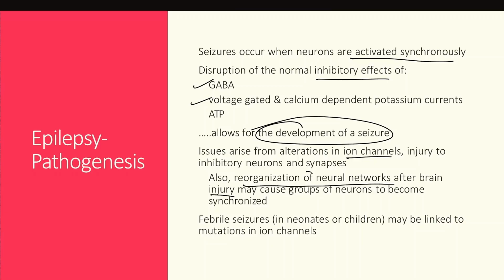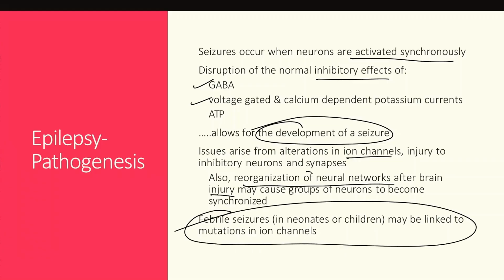So someone with an underlying brain injury later on may develop seizures because as the brain healed, the tissue kind of moves in different areas where it wasn't supposed to be, because of swelling or whatever. And now we're setting the stage for these seizures to occur later. Febrile seizures in neonates may be linked to these mutations in these ion channels.